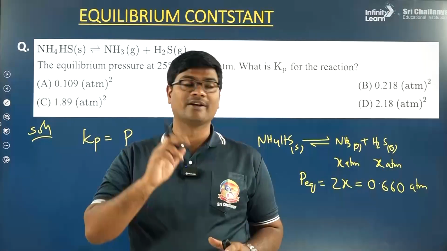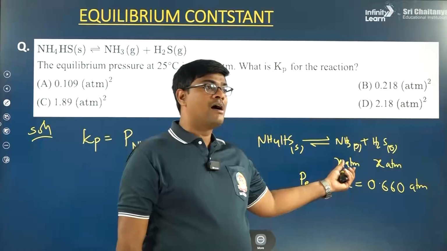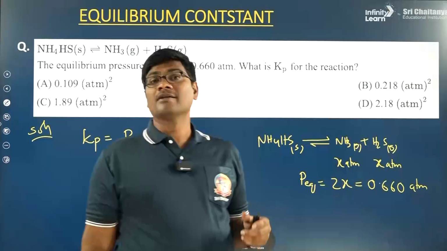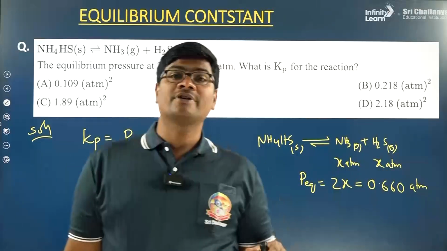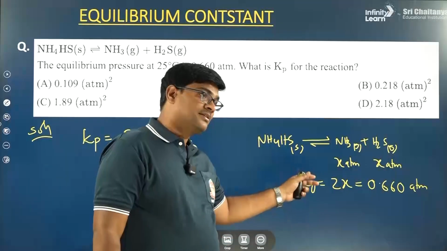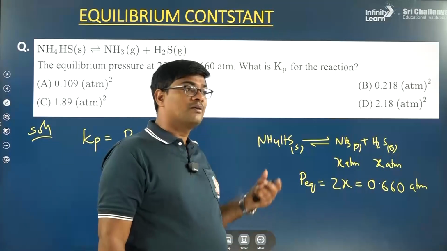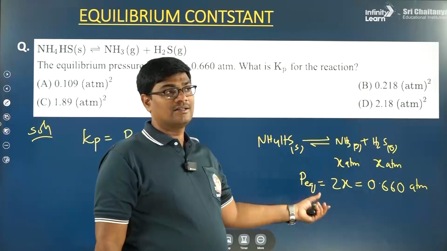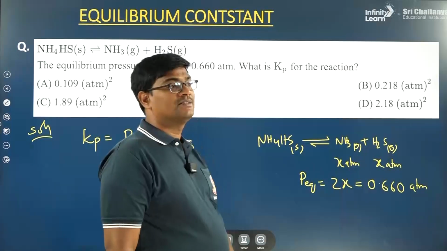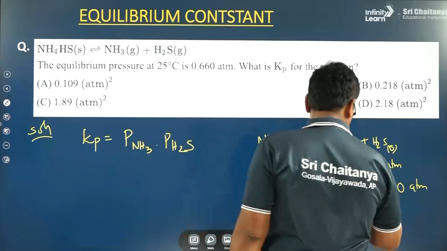Unit active mass is 1. Now only ammonia and H2S are there, and they are in a 1:1 ratio. Therefore their pressures become x atmospheres if you take it. What is the total pressure at equilibrium? x plus x, 2x, that is 0.660 atmospheres. Then what is the x value?